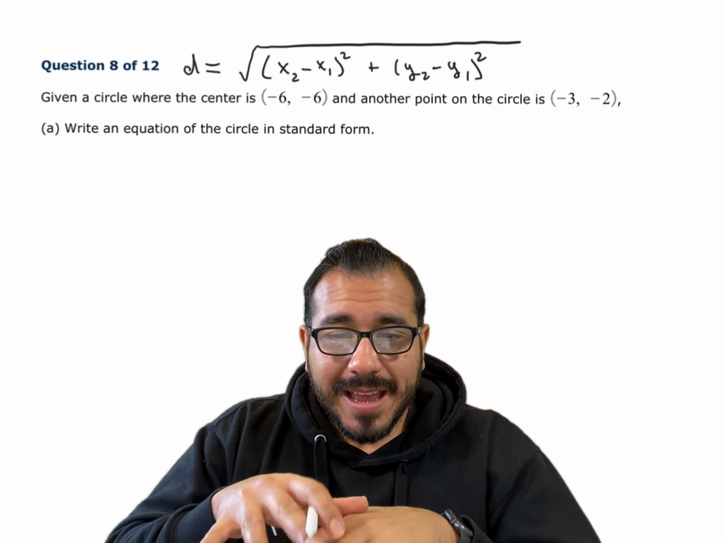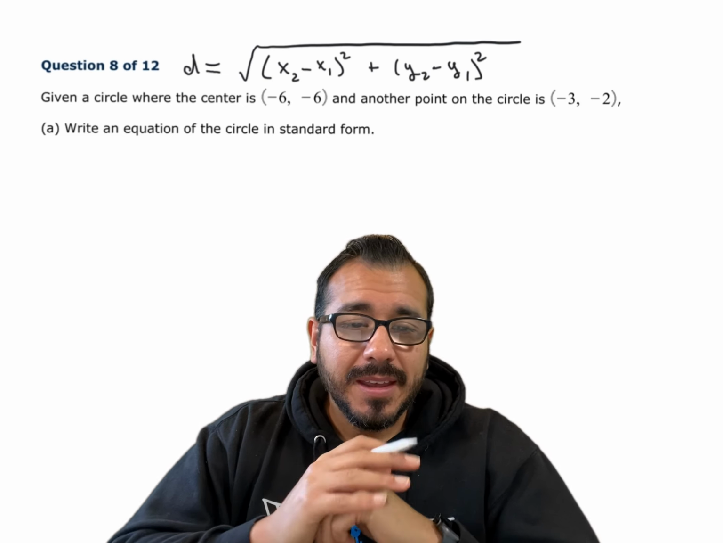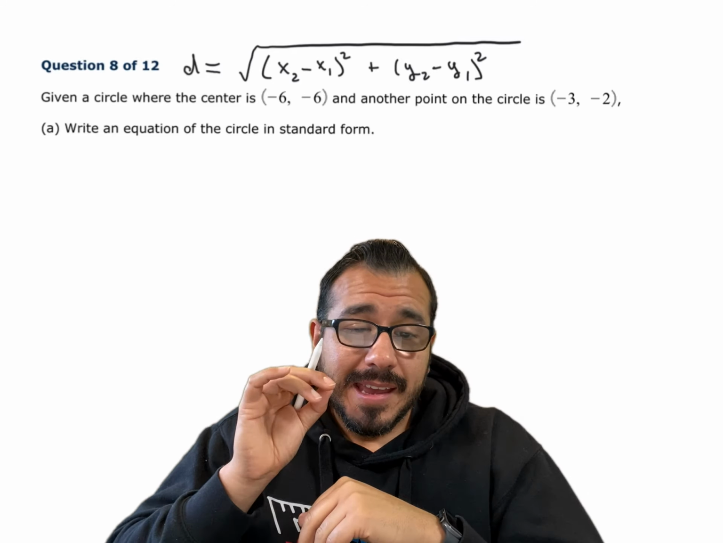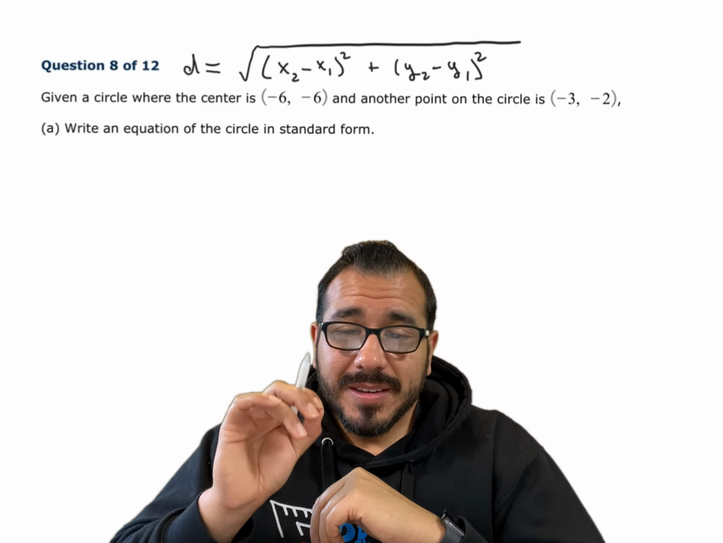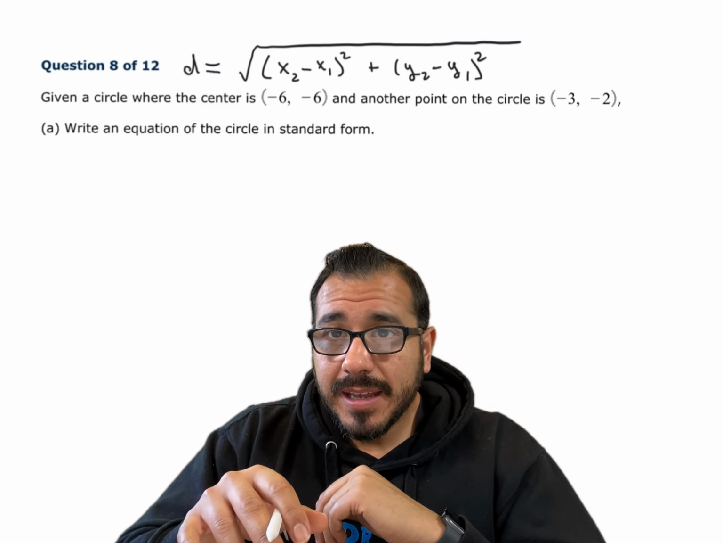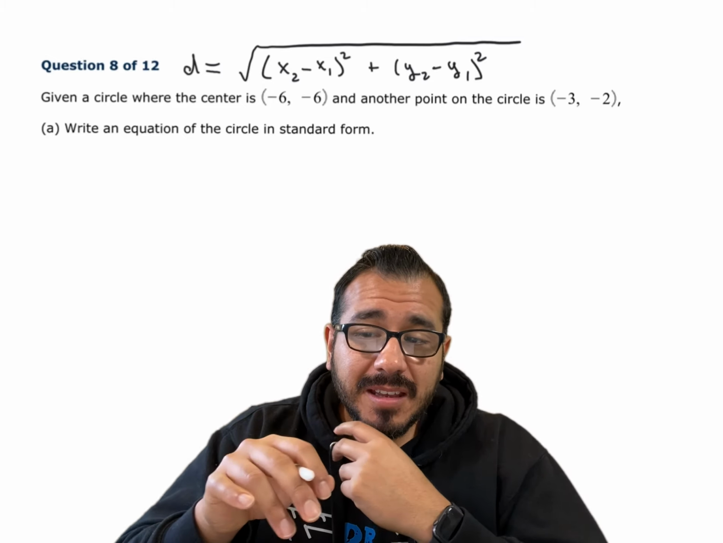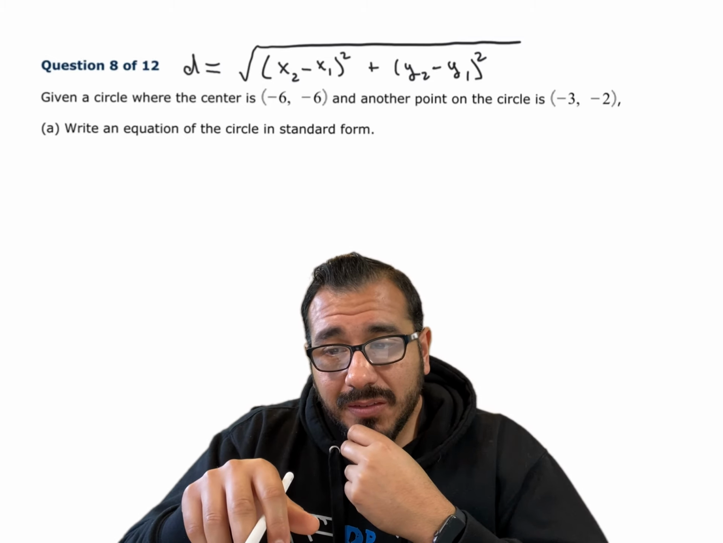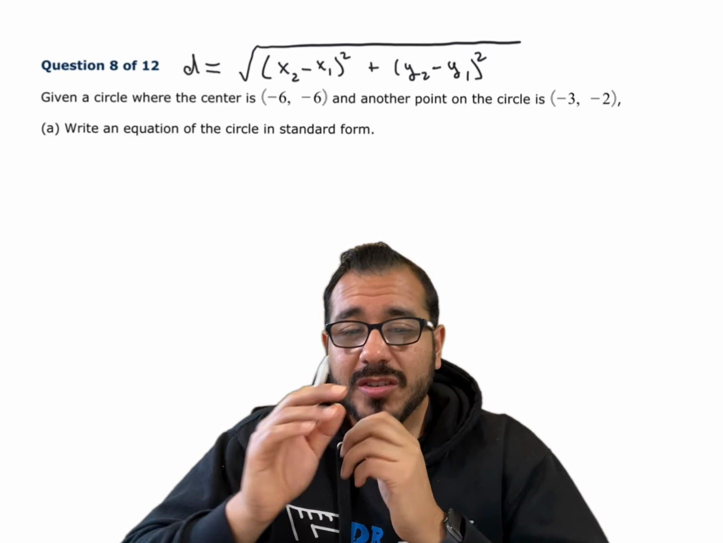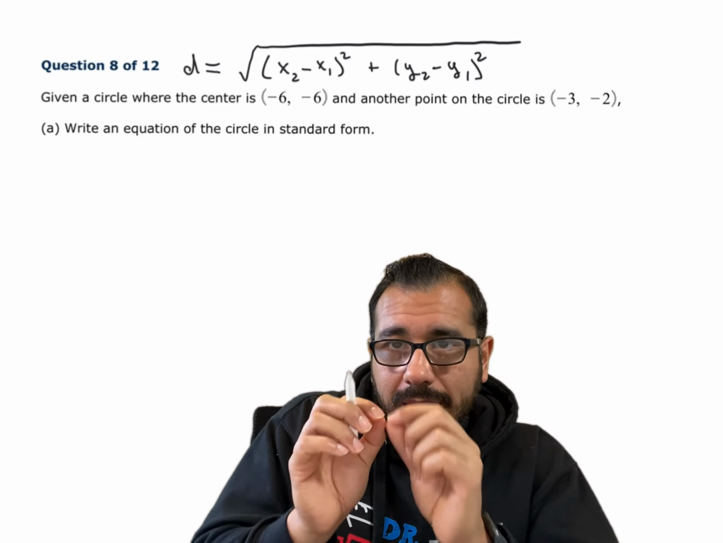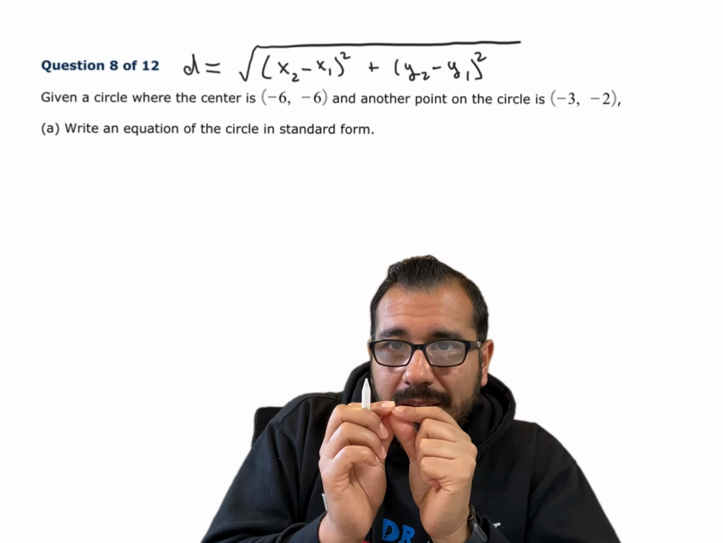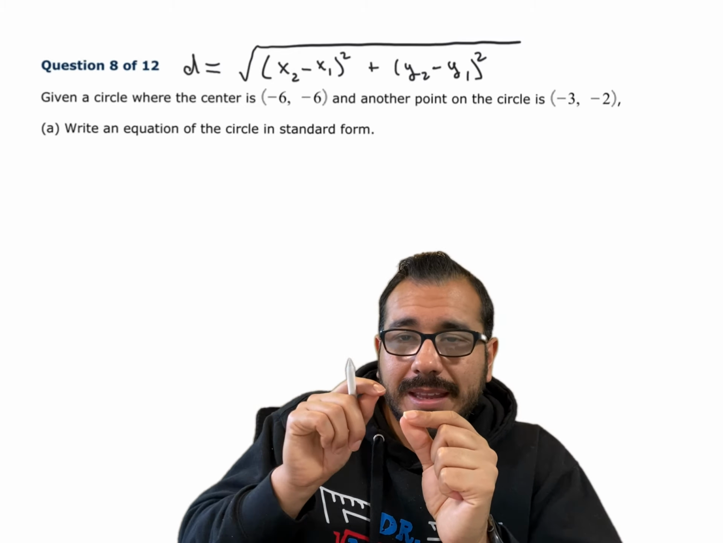All right, so our last question that we're going to do together, it's asking us, given a circle where the center, it gives us the center at -6, -6, and another point on the circle is -3, -2. So notice they're giving us a point right in the middle, smack in the middle, and then they give us another point on that circle.